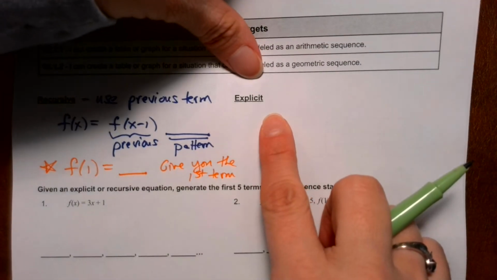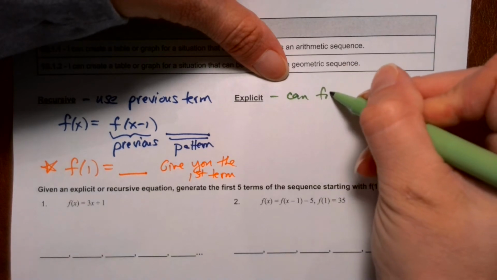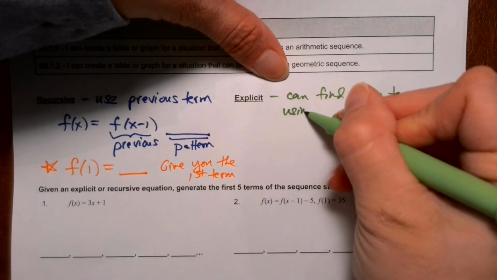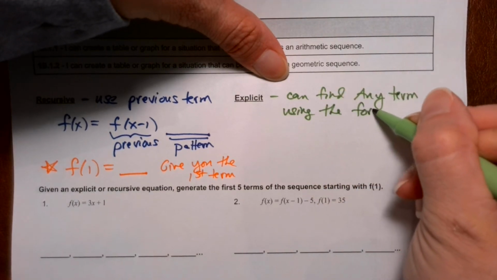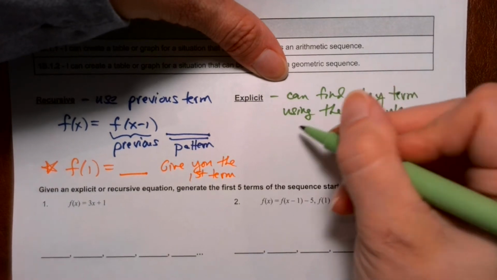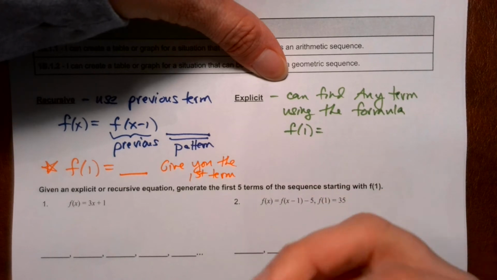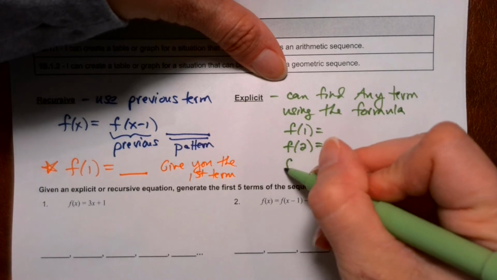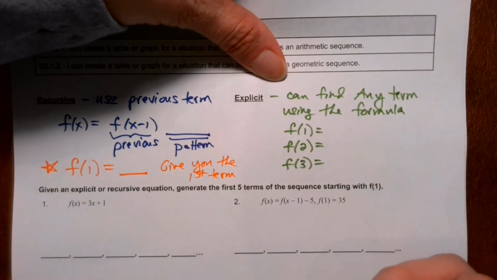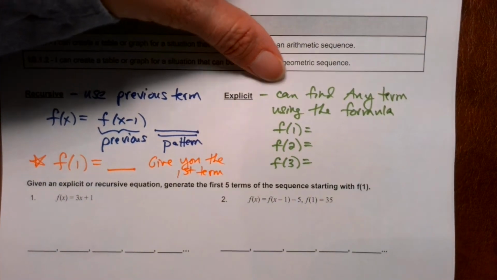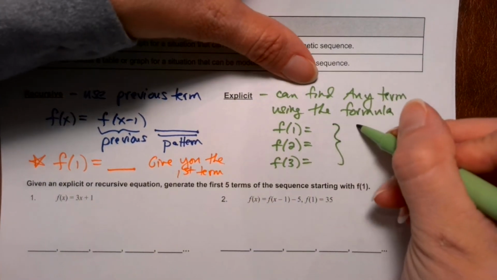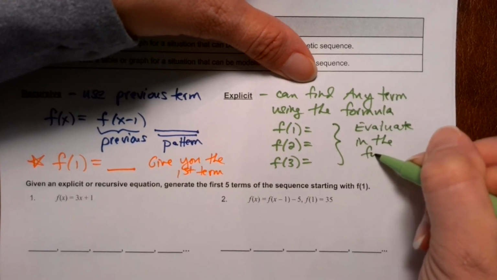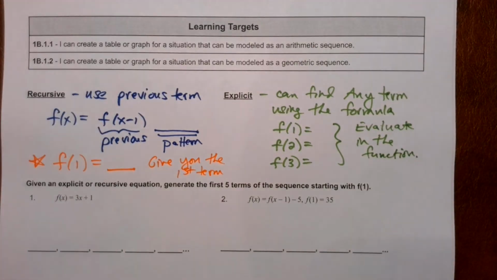Now explicit, you can find any term using the formula. So what you can do is plug in a 1 to find the first term, plug in a 2 to find the second term, plug in a 3 to find the third term. You can find any term using the formula, and then you evaluate in the function. Let's show you some examples here so this makes sense.